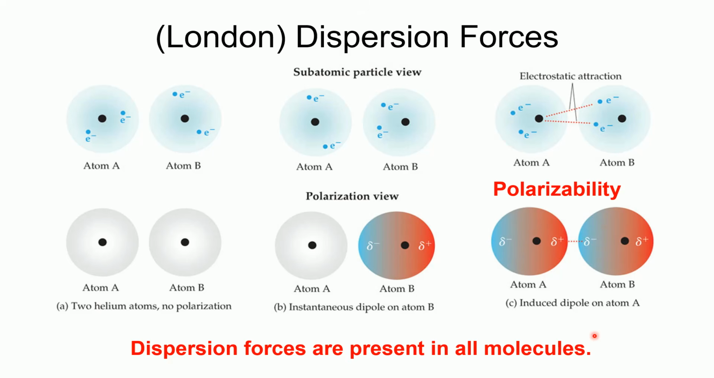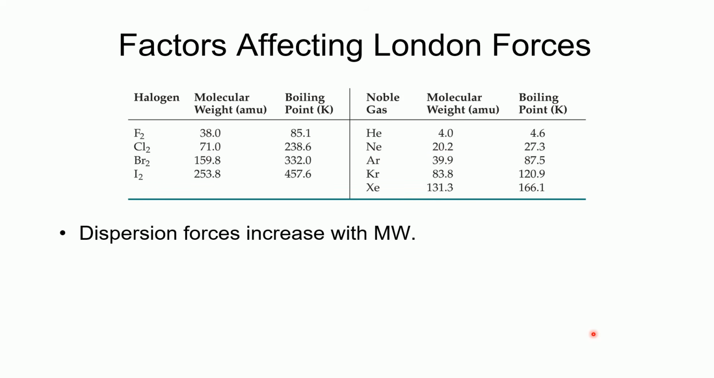So generally, we will find that dispersion forces are present in everything that has electrons, and that includes pretty much everything. Now, there are different factors that will affect how strong those intermolecular forces are. And the number one thing is going to be the size of the molecule.